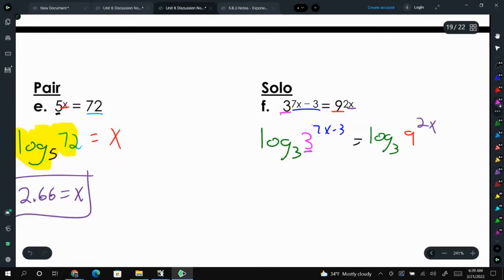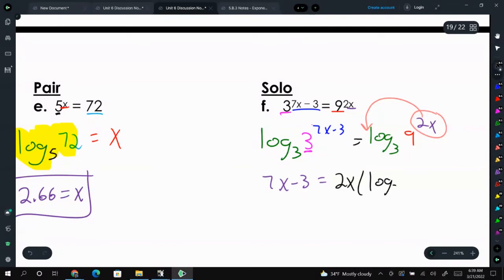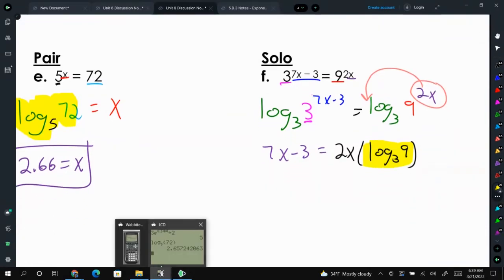So on the left side, this simplifies, those go away, to 7x minus 3 equals, well, remember one of the properties of logs is that we can take this exponent and put it out in front. So it's going to be 2x times log base 3 of 9. But we can type this into the calculator, log base 3 of 9.